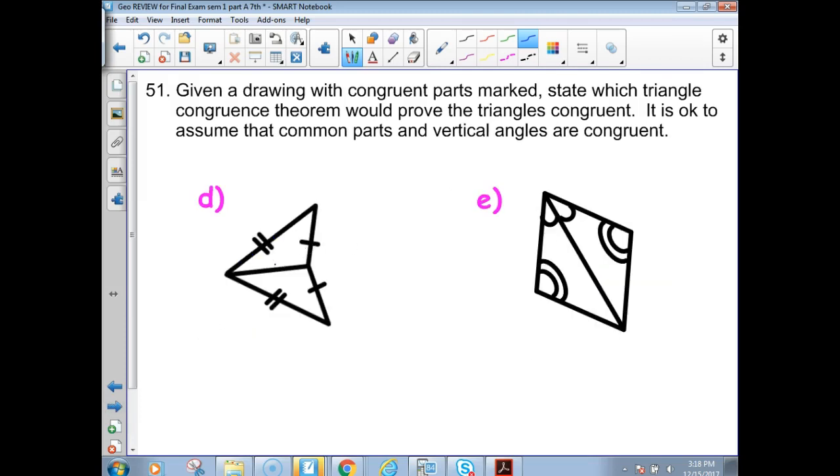52, this would be side, side, side. And this one is angle, angle, side. The side's not between the angles.